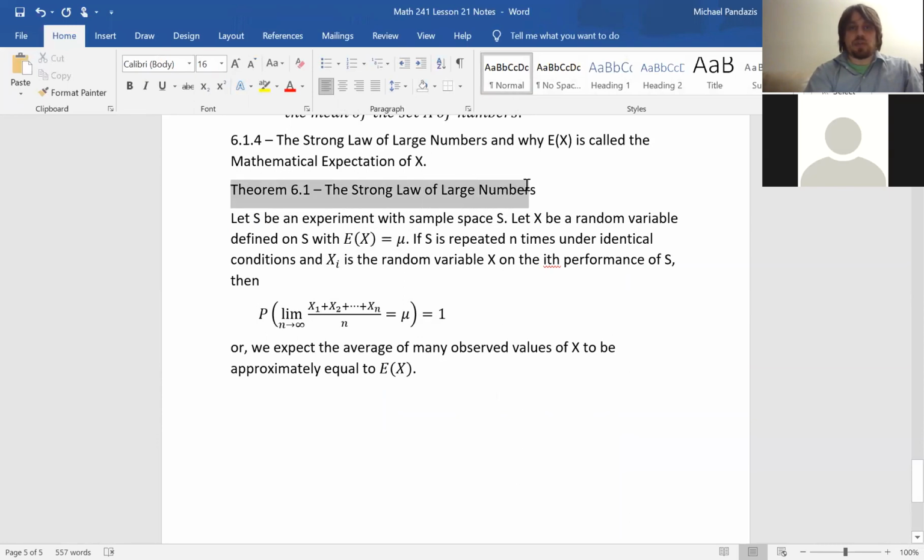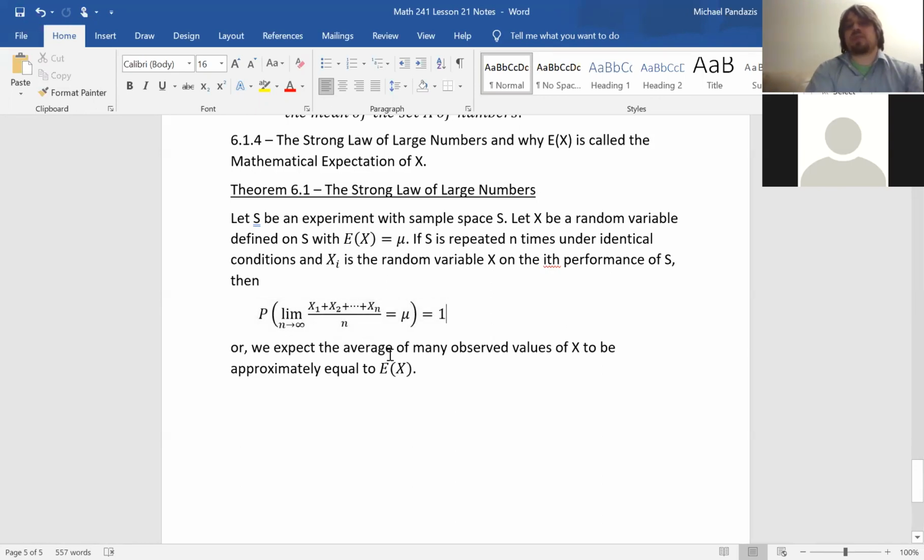Okay, so this is theorem 6.1, the Strong Law of Large Numbers theorem. Let capital S be an experiment with sample space capital S. Let capital X be a random variable defined on capital S with its expectation equaling mu. If S is repeated n times under identical conditions, and x sub i is the random variable capital X on the ith performance of S, then the probability of the limit of the sum of those values of X over n equaling mu is equal to 1.